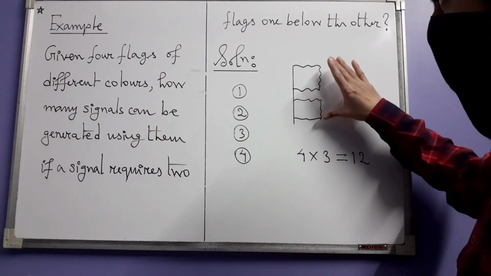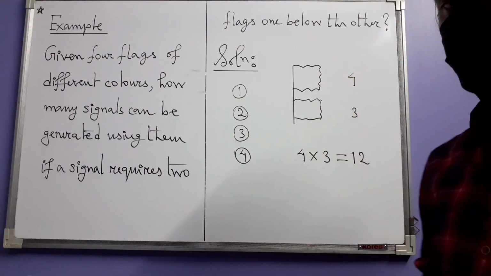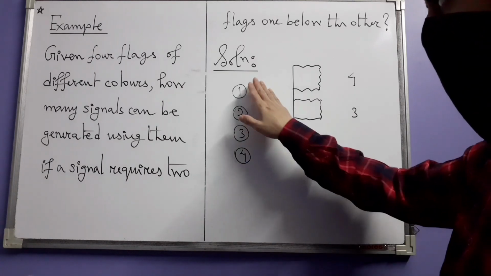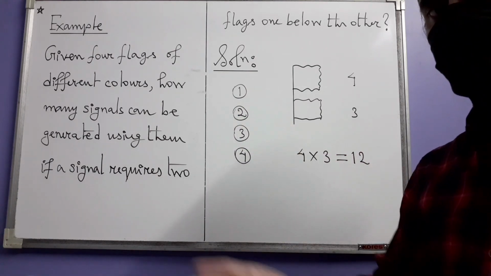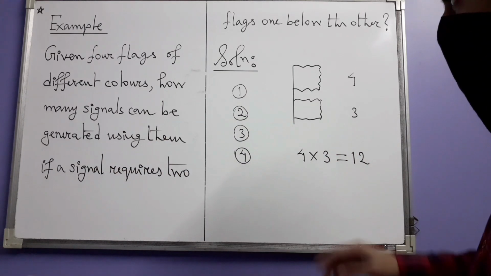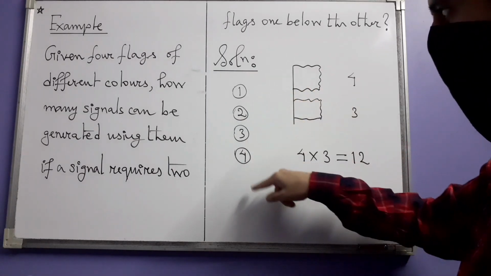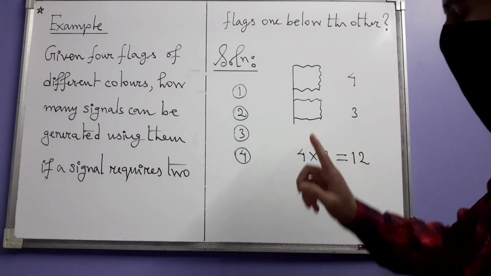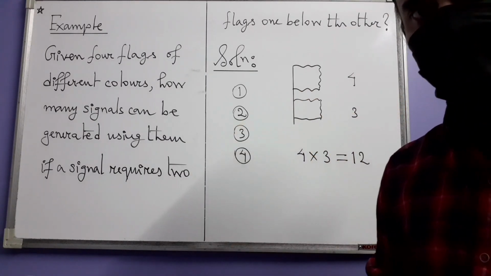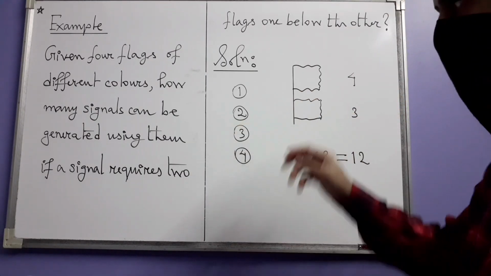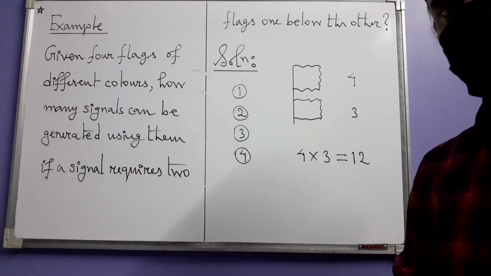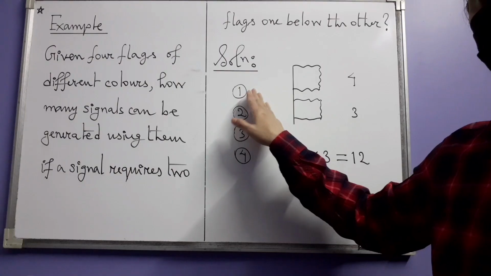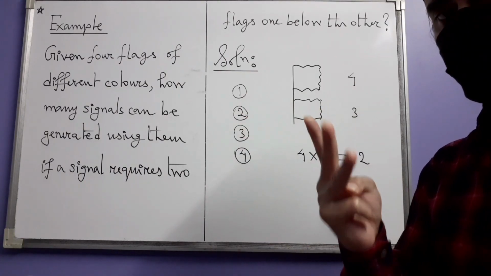So this is how the flags are to appear, and 2 such flags, one on top of the other, will form one signal. And we have 4 flags available to us of 4 different colors. So the top flag can be any one of these 4, and that can happen in 4 ways. And once you have chosen the top flag, obviously that cannot be repeated to also appear here, and that is why once any one of these 4 has been chosen, then you are left with 3 flags.